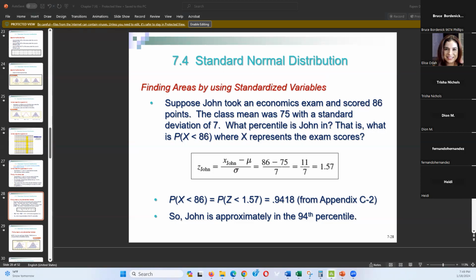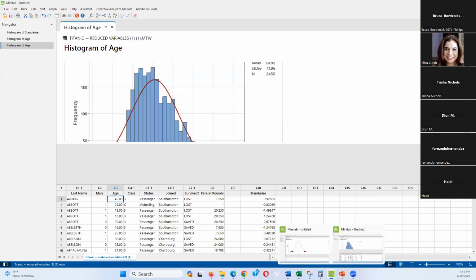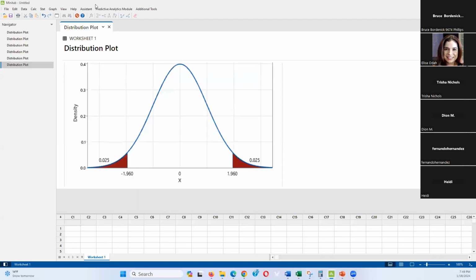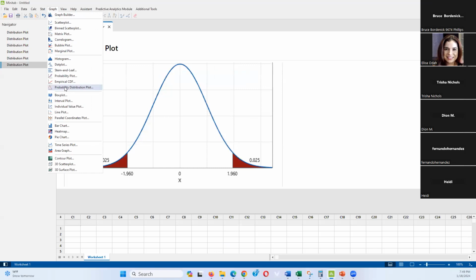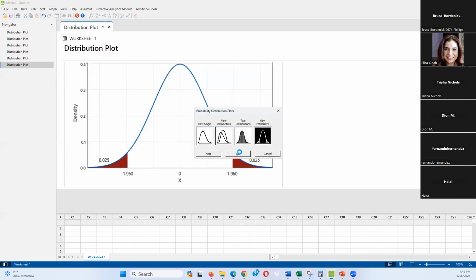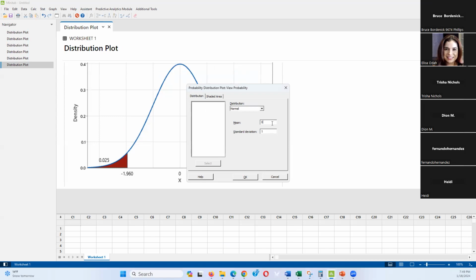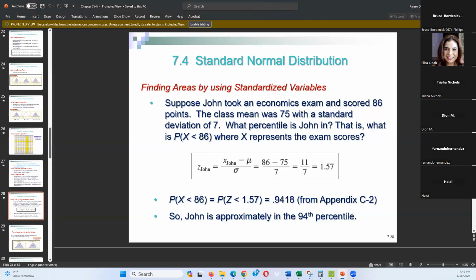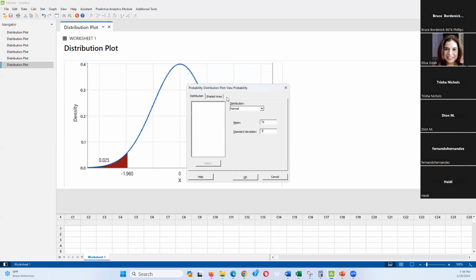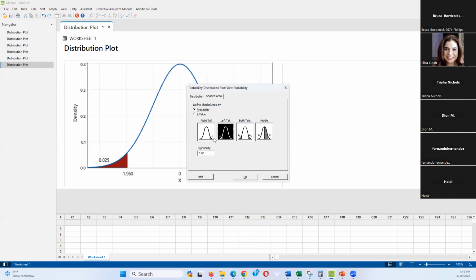So we can do it very simply. Here you go, under this graph, probability distribution. Now, instead of standard, you are going to give the values: mean is 75, standard deviation is 7. And we are going to look at 86. So the X value is 86.